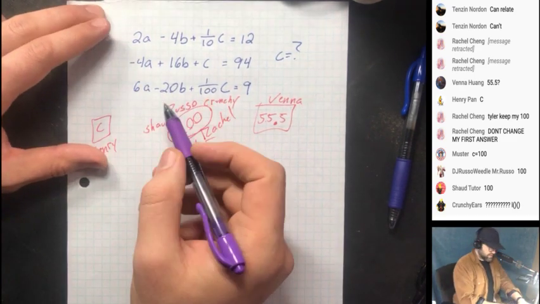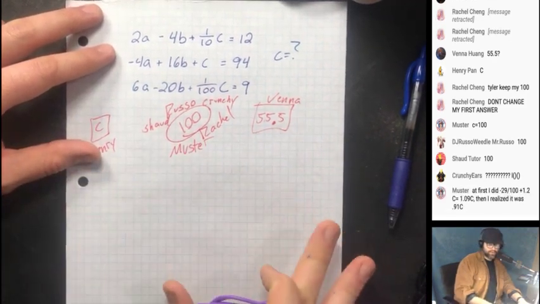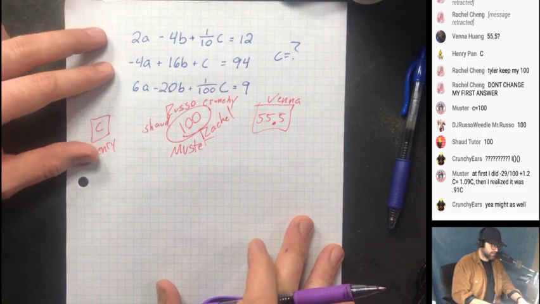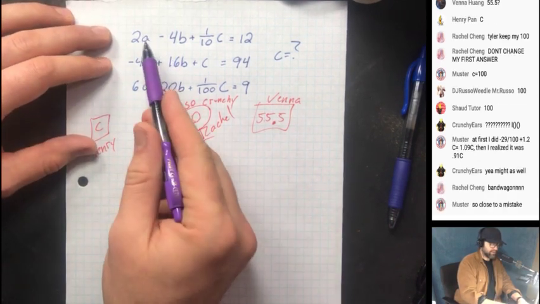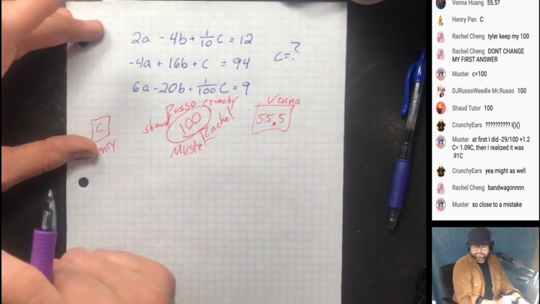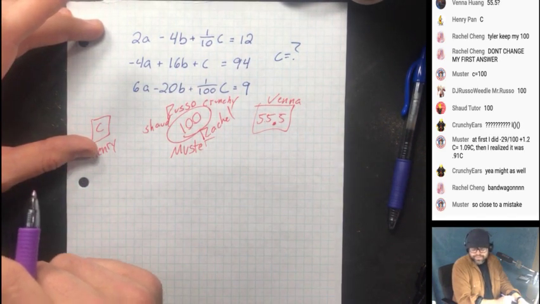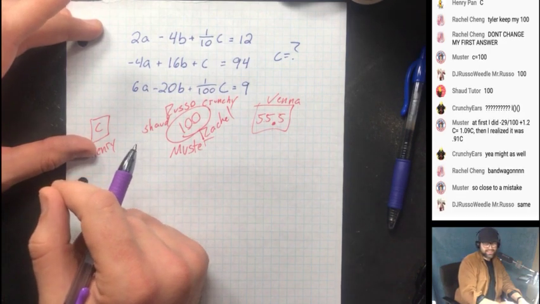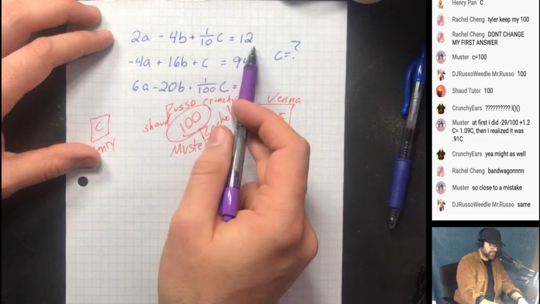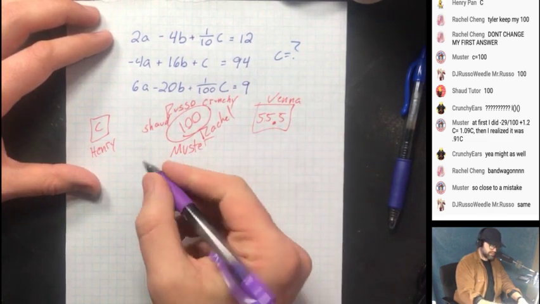All right. So we need to get rid of variables, and hopefully we can keep it so the C can hang out. So we're going to try to get rid of the other variables. This first equation seems super ripe to add to the second equation. So I'm going to add this to the second equation. I'm going to multiply both sides of this equation by positive 2.